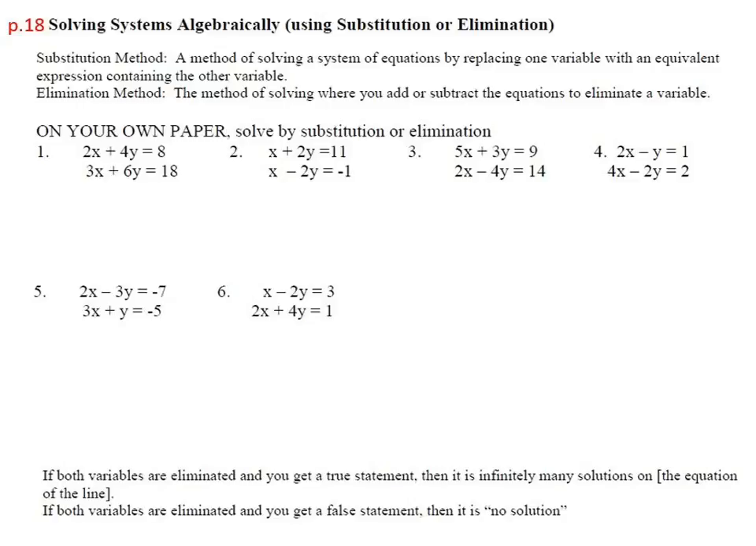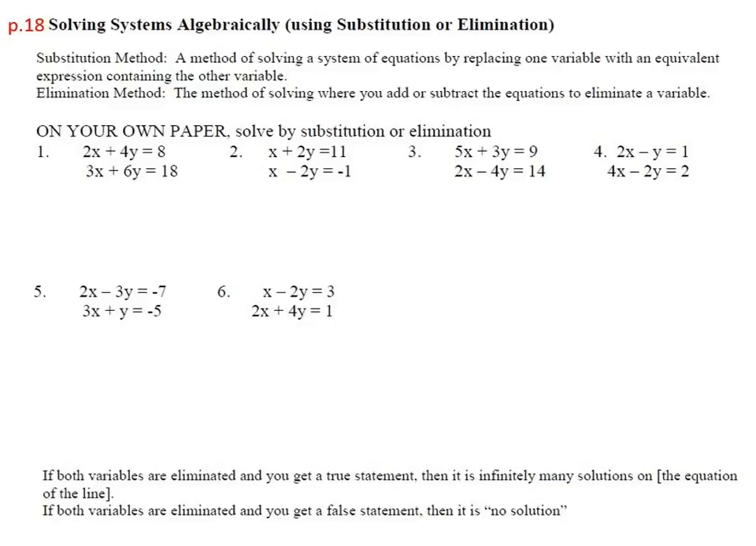So looking at number 1, if I have 2x plus 4y equals 8, and then for the second equation I have 3x plus 6y equals 18. I don't have an equation that's already solved for a variable, so that's why I'm going to choose to use the elimination method. And this is an example where I'm actually going to have to multiply both equations by some number to eliminate one of my variables.